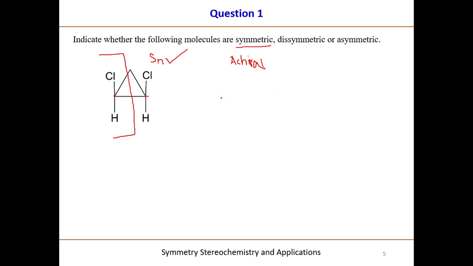Okay. You can cross-check yourself by rotating this by the C2 axis and then reflecting. You will get the same image you have. That means the SN axis is present here.